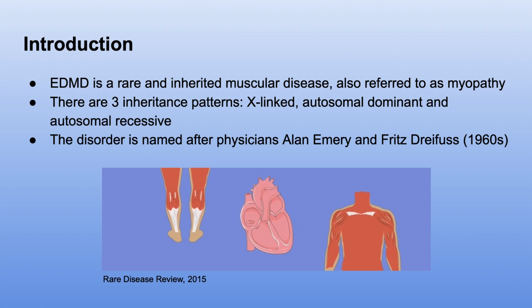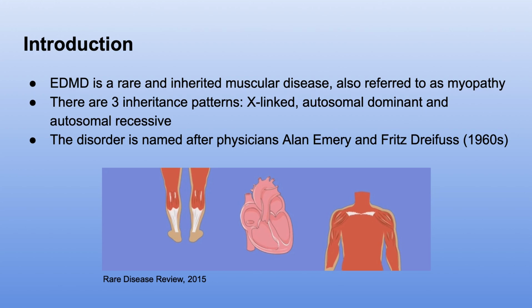It's also a genetic neuromuscular disorder that causes progressive weakness and degeneration in the skeletal muscle of the body. There are three inheritance patterns of this disorder: X-linked, autosomal dominant, and autosomal recessive. X-linked only affects boys, and their mother is a carrier passing down the X chromosome to them, causing them to be affected and have this disorder.